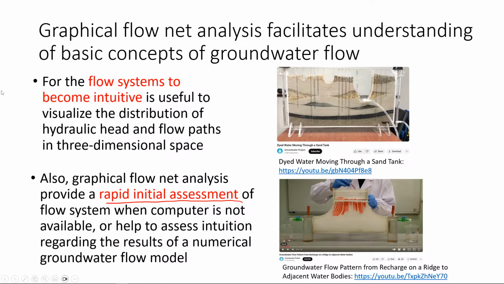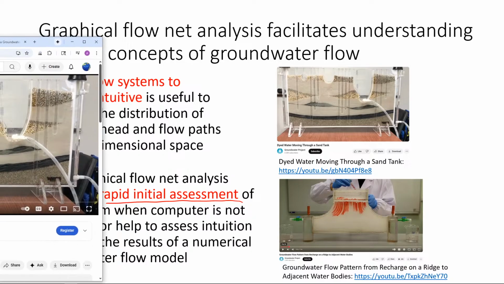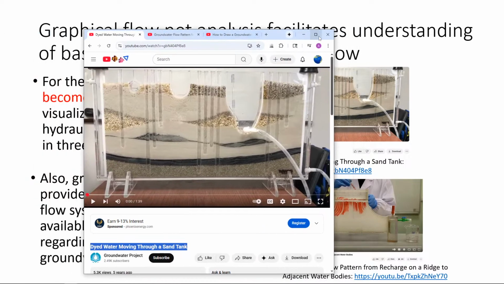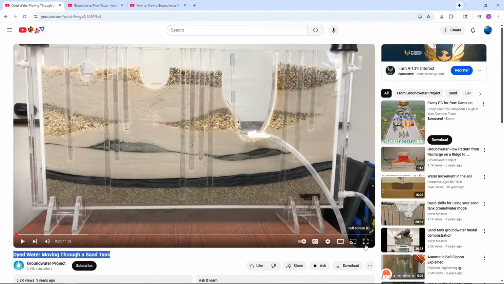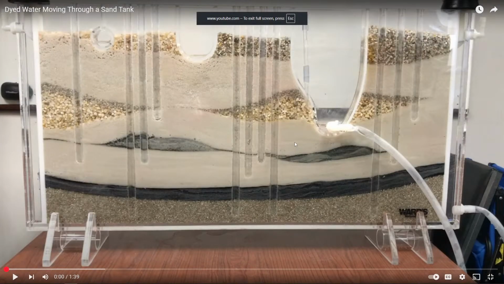So let's look at some visualization for the first point, because usually when you visualize these systems, you understand them better. That's how you understand these systems better. So let's look here. This is dye water moving through a tank. I think in this experiment, some dye will be injected, and then we will see where this dye will flow.